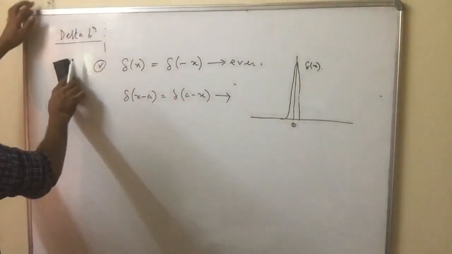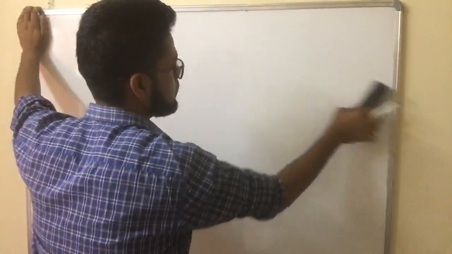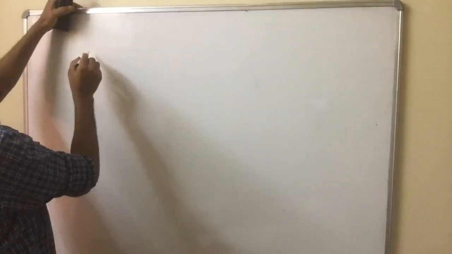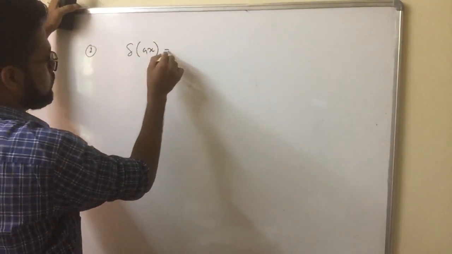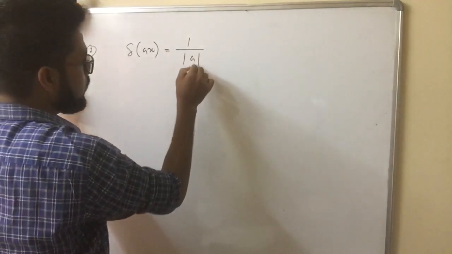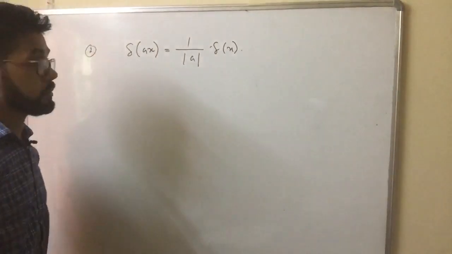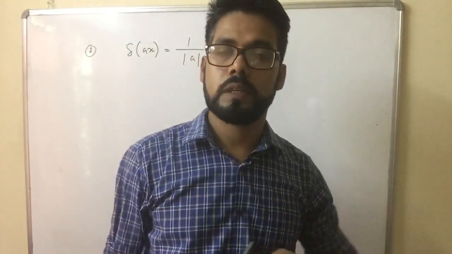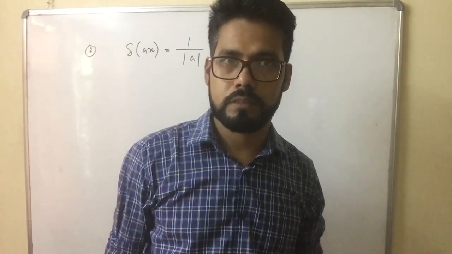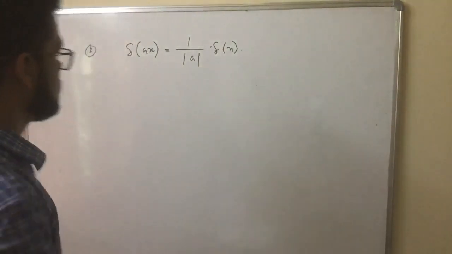Okay. Another property: if it is delta of a minus x, then it will be equal to 1 by modulus of a, delta x. Okay, this is another property. This property you have to remember, because whenever we apply Gauss law, the Gauss law application, we are going to do it using the delta function.